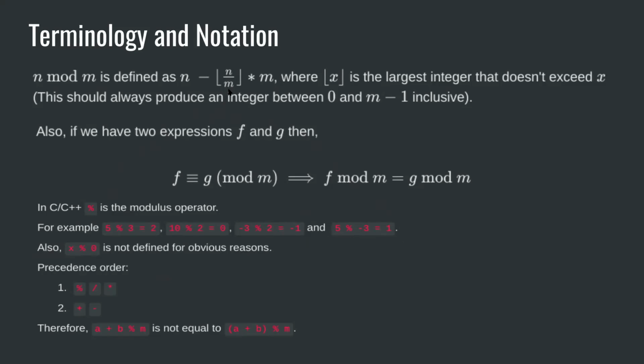So x mod 0 is not defined. And the precedence order of the mod operation is: mod has the same precedence as division and multiplication, but it has higher precedence than addition and subtraction. So a + b mod m is not equal to (a + b) mod m. This will be just a + (b mod m), and this will be (a + b) whole mod m. So here's the difference.